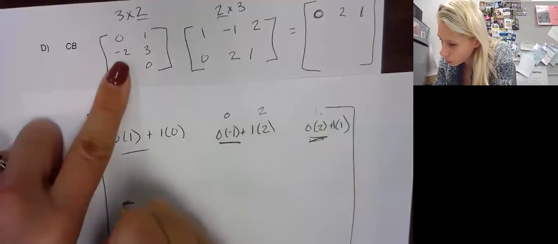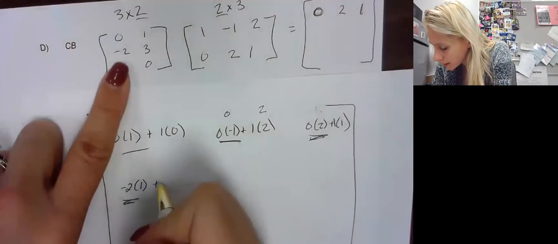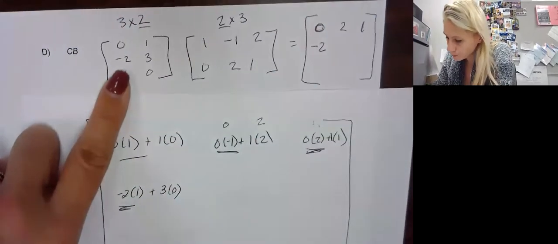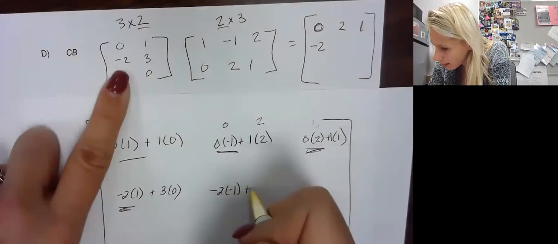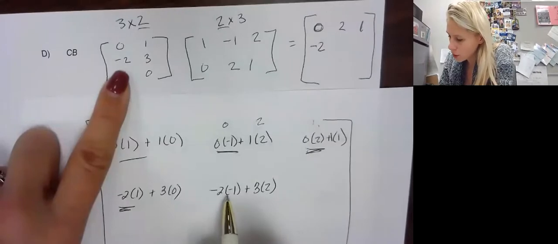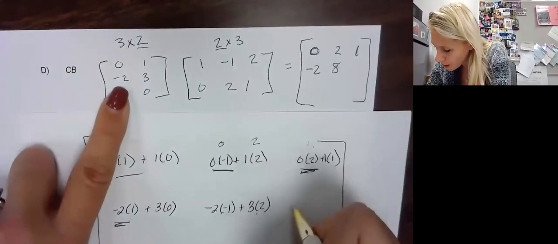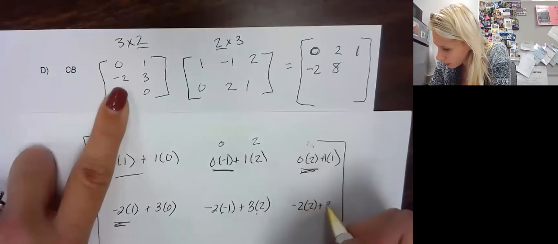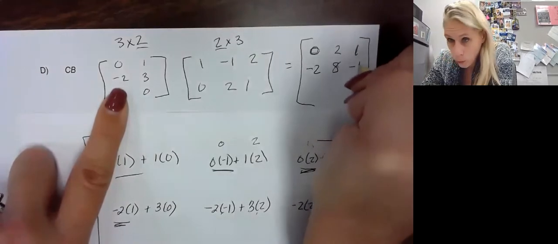This is row 2, column 1, so this would be negative 2 times 1 plus 3 times 0, just negative 2. I get negative 2 times negative 1 plus 3 times 2. That's what? 2 plus 6 is 8. I get negative 2 times 2 plus 3 times 1. Negative 4 and 3 is negative 1.